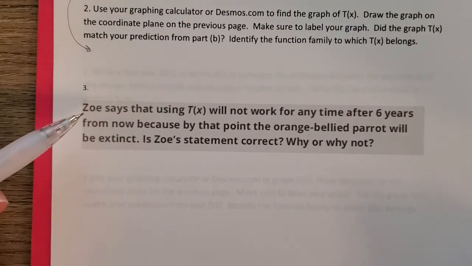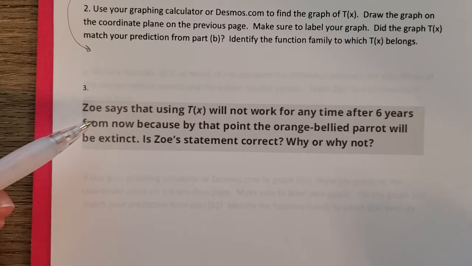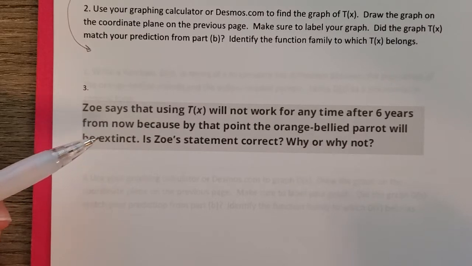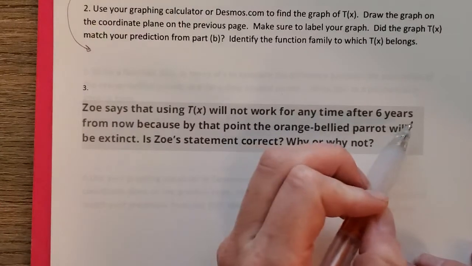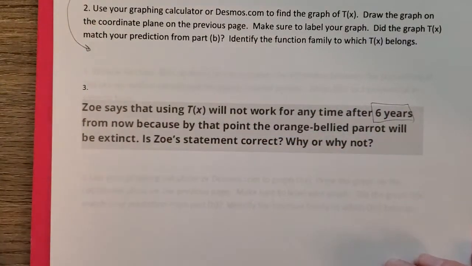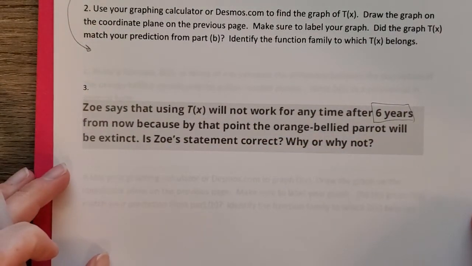Number 3: Zoe says that using t of x will not work for any time after 6 years from now because by that point the orange-bellied parrot will be extinct. Is she correct? Why or why not? So go look for any time after 6 years, so 7 plus, and see if she's correct about the orange-bellied parrots.